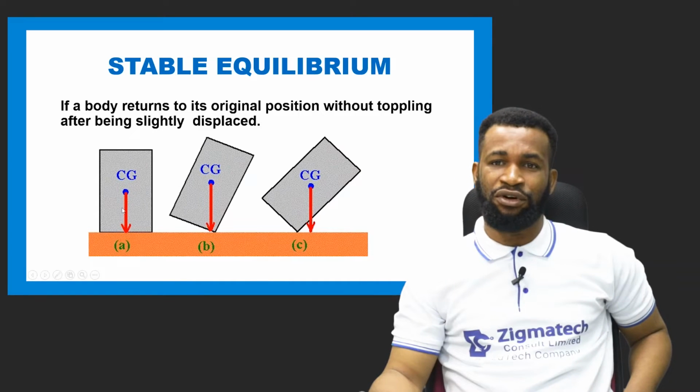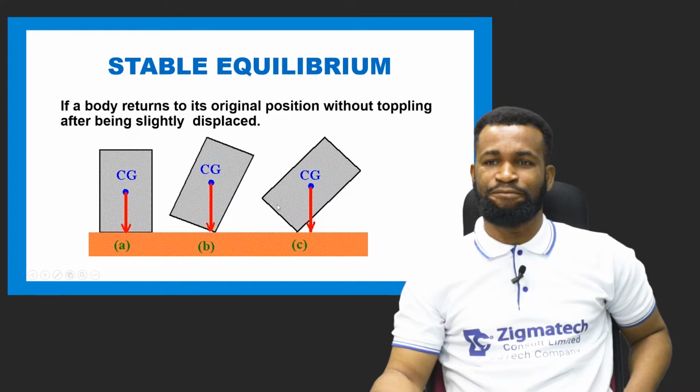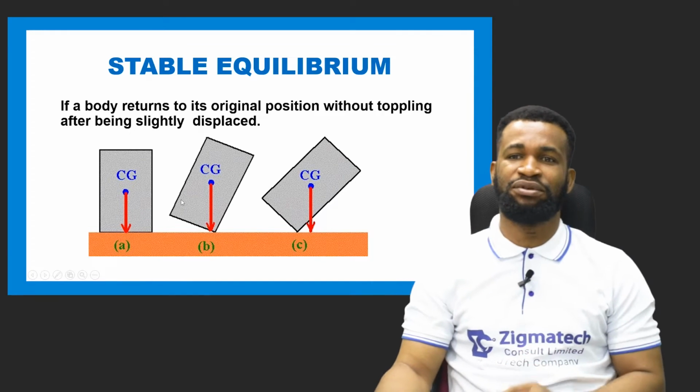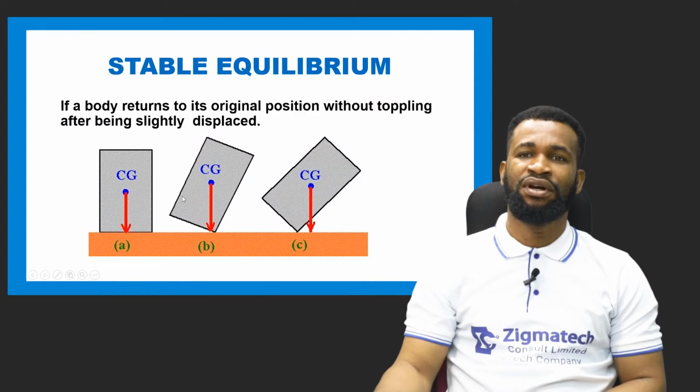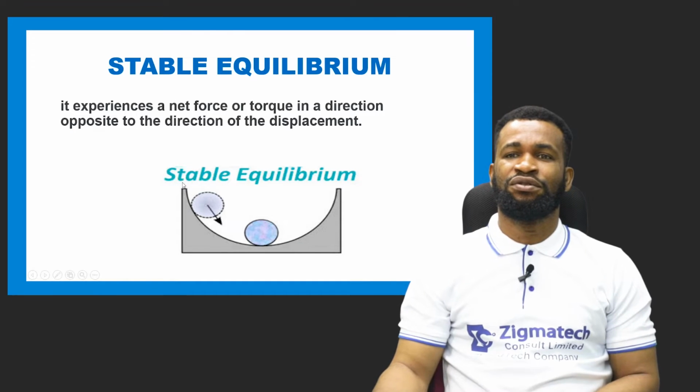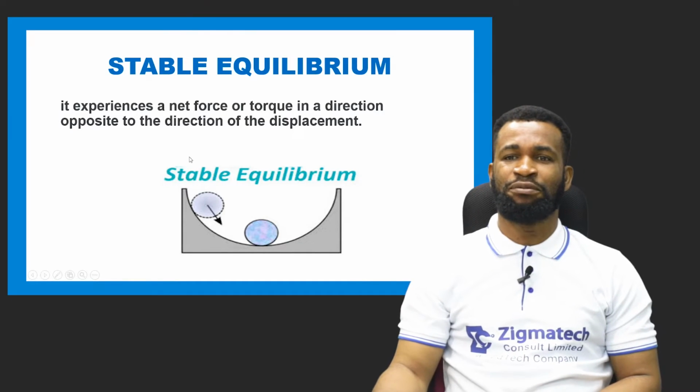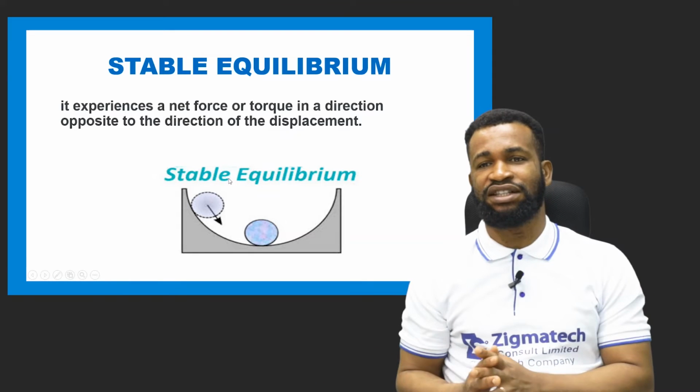Now look at the diagram also. This is the center of gravity of this body when it was pushed a little and then in a different position. So the body is said to be in stable equilibrium. Now, we also have another example here. Look at this, another way of looking at a stable equilibrium.